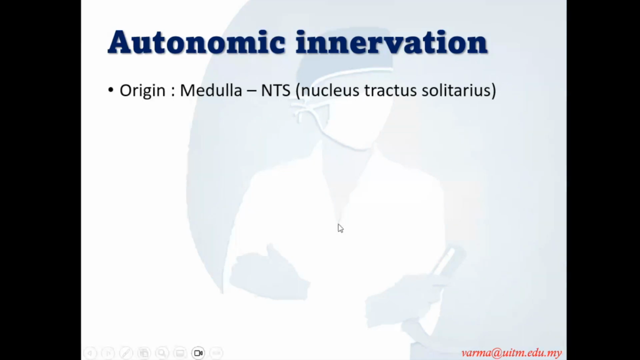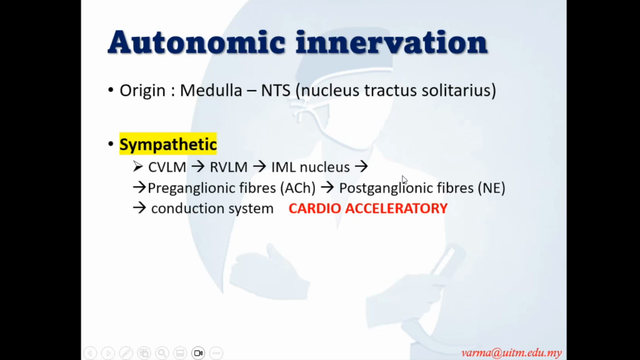The autonomic innervation for the heart starts with origin from the medulla at the nucleus of tractus solitarius. So this is the origin. Then they have sympathetic and parasympathetic. Sympathetic is cardioacceleratory. It means it's stimulatory to the heart.